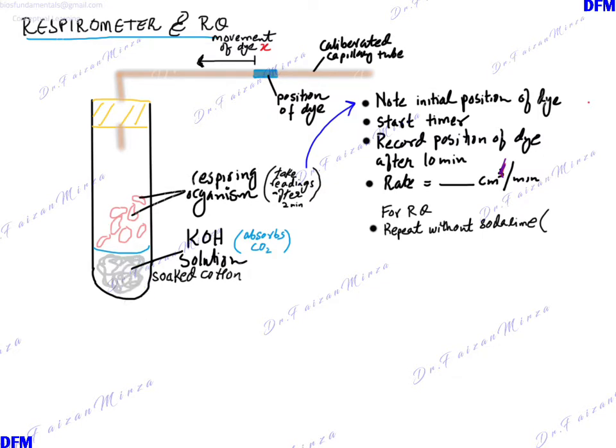Once this experiment is completed, I can take this potassium hydroxide soaked cotton out and reweigh it. When I reweigh it, I can find how much more mass has been added here.